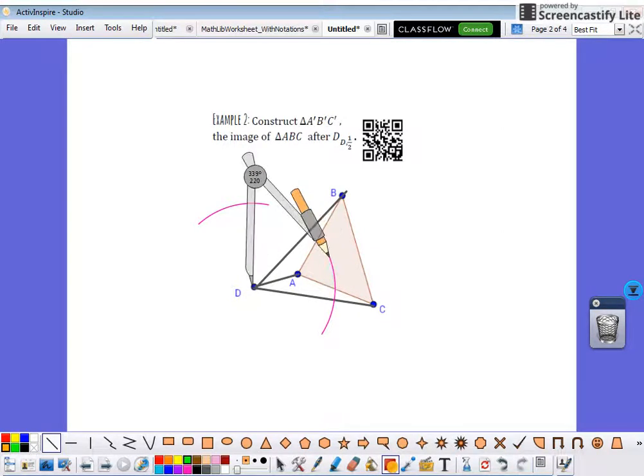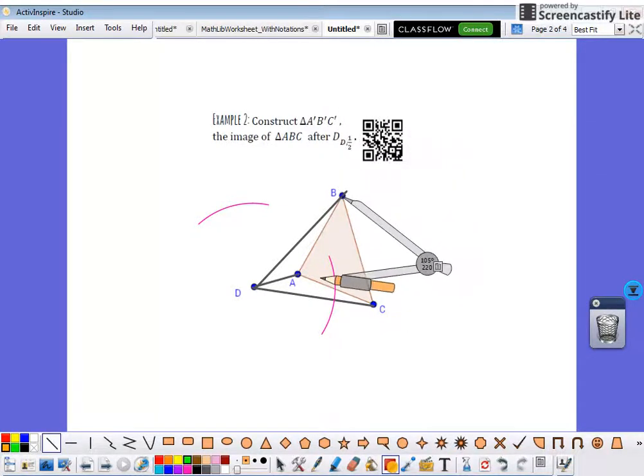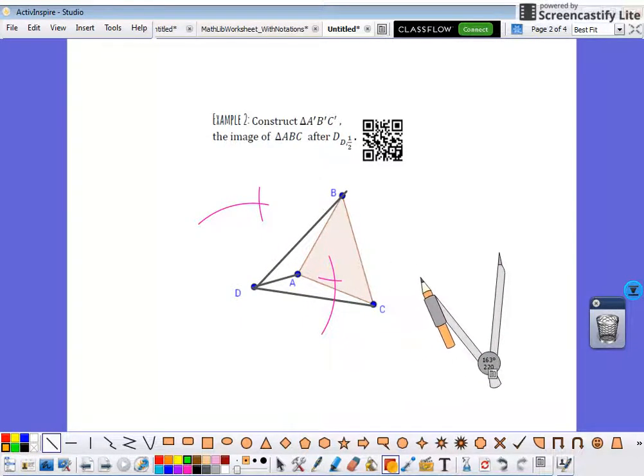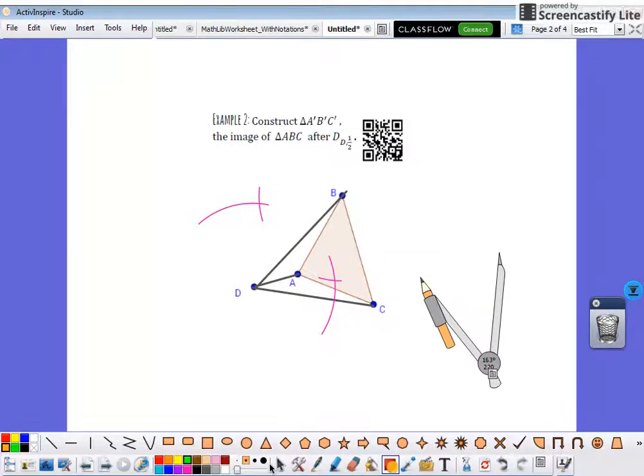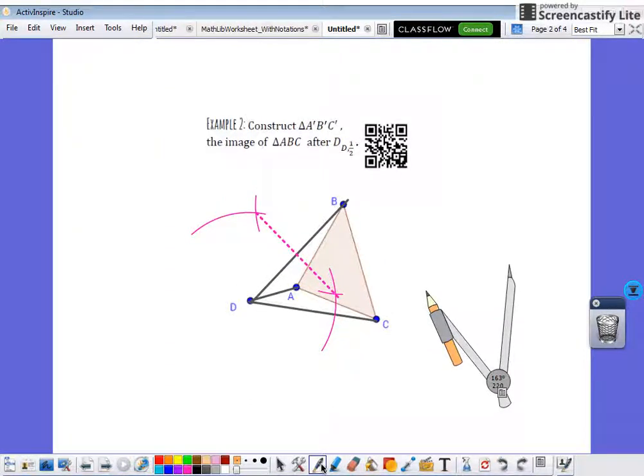Right now I'm finding the midpoint of DB. To find the midpoint, you set your compass to more than half the length of the segment. You do an arc from the left, an arc from the right, and you connect those two intersections. I'm going to connect my intersections with a dashed line, only because I don't want my diagrams to get too messy, and this really isn't an important line in the figure.